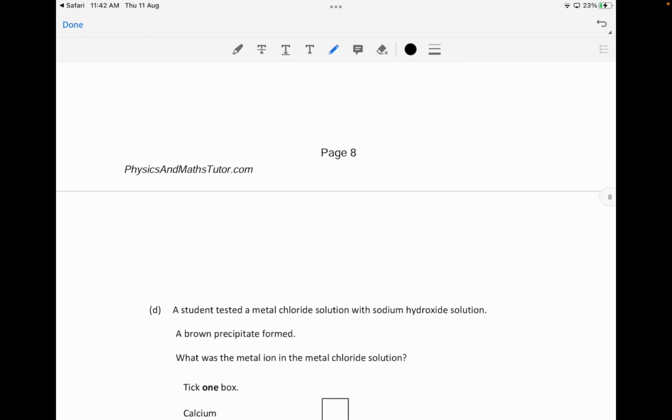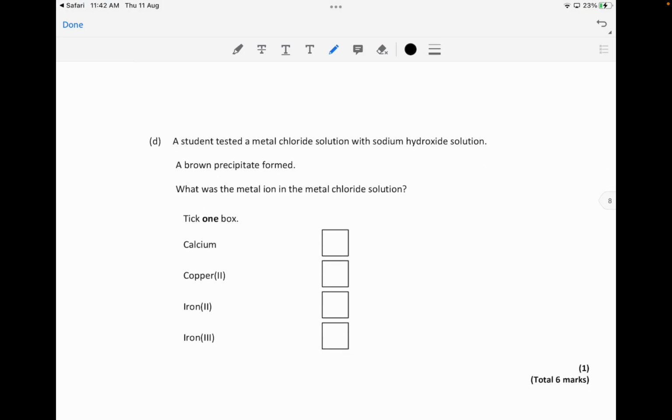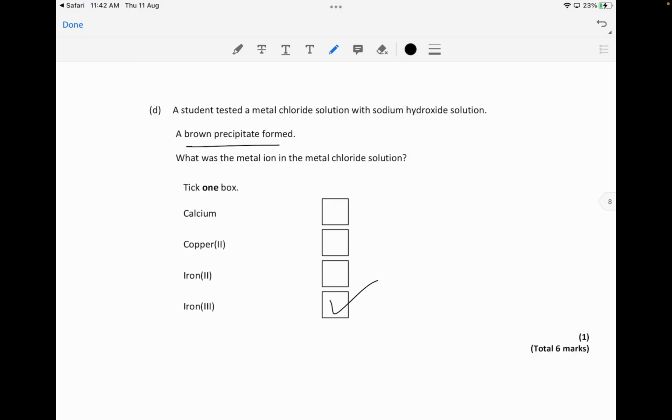Next question. Now the next question says that a student tested a metal chloride solution with sodium hydroxide solution. A brown precipitate was formed. What was the metal ion in the metal chloride solution? Since it was a brown precipitate, we know that's going to be iron 3. So you're going to tick that option of iron 3. It's going to be for 1 mark. Alright, let's move on to the next question.